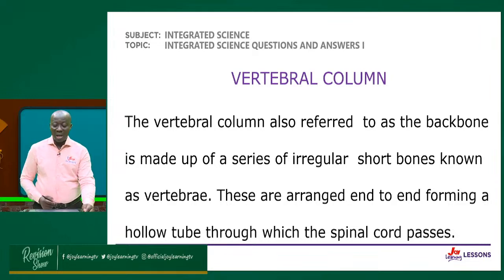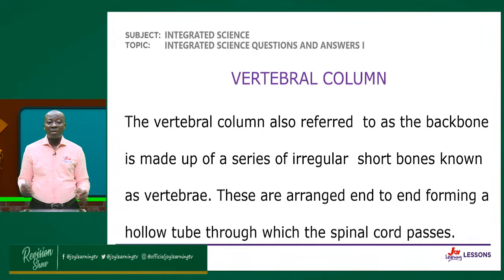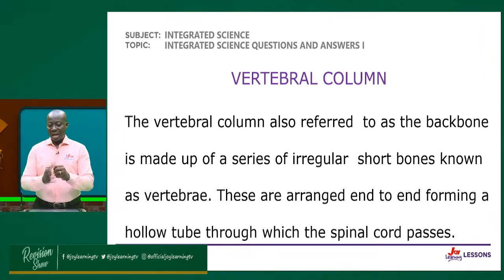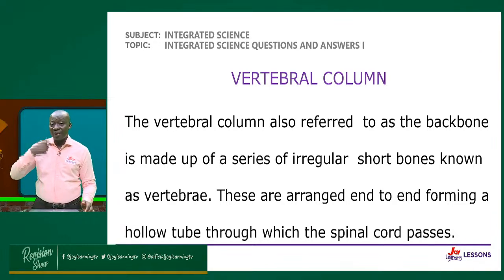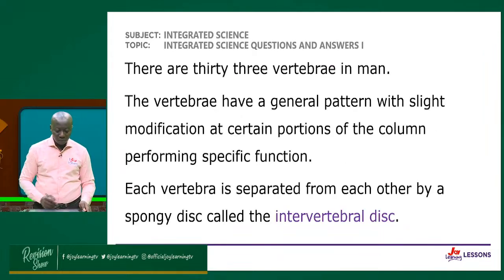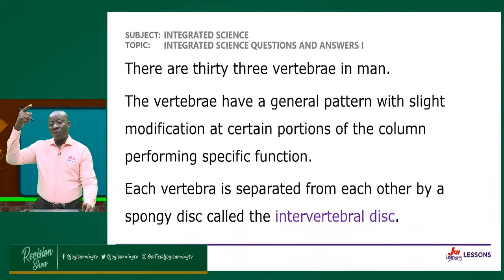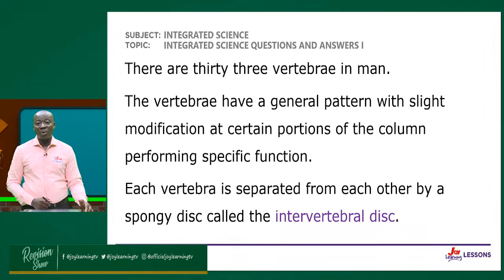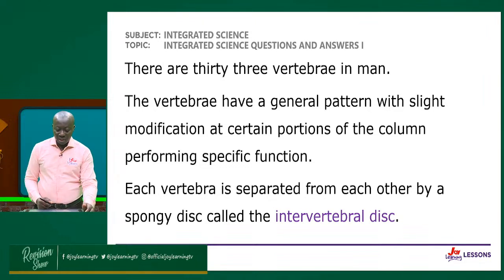These are arranged end to end, forming a hollow tube through which the spinal cord passes. It's like my hand here is one of the bones and the other is another. They fit, and as they fit, you have a hole running through them, and we have the spinal cord, an extension of the brain connecting to all parts of the body. There are 33 vertebrae in man. If you look at the bones from the base of the skull all the way to the tailbone, there are in all 33 vertebrae in man.